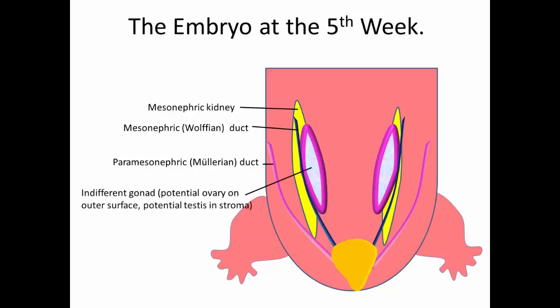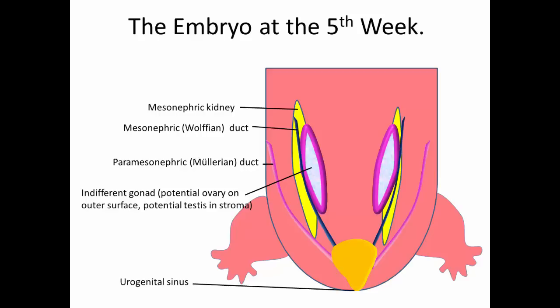We also have what we would call an indifferent gonad. Indifferent doesn't mean it doesn't really know what it wants to do or doesn't care. What it means is it hasn't gone down one or another developmental path. So it's a potential ovary, and most of what will become the ovary is on the outside. So if that develops, we get an ovary. And if we look in the stroma on the inside, that's typically what's going to develop into a testis. So it's indifferent in the sense that it hasn't decided what it's likely going to end up to be.